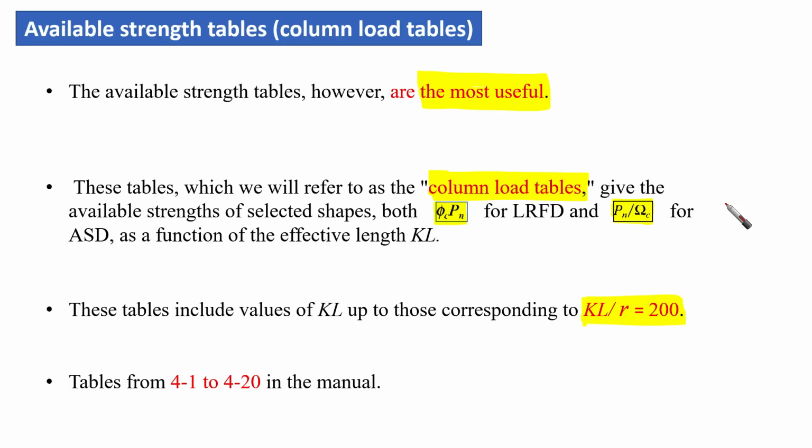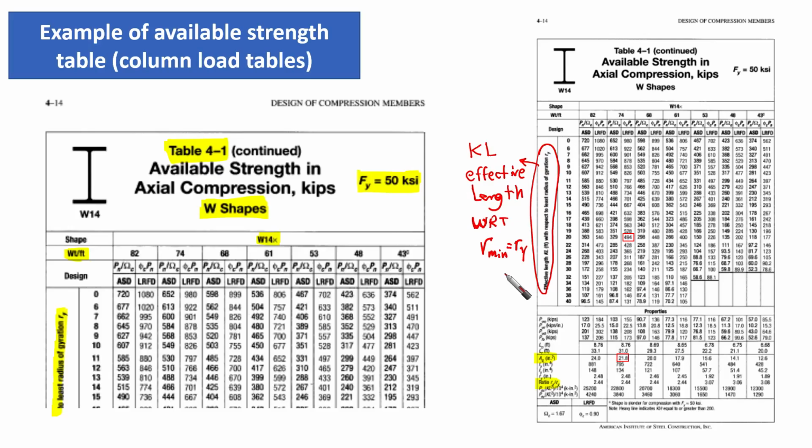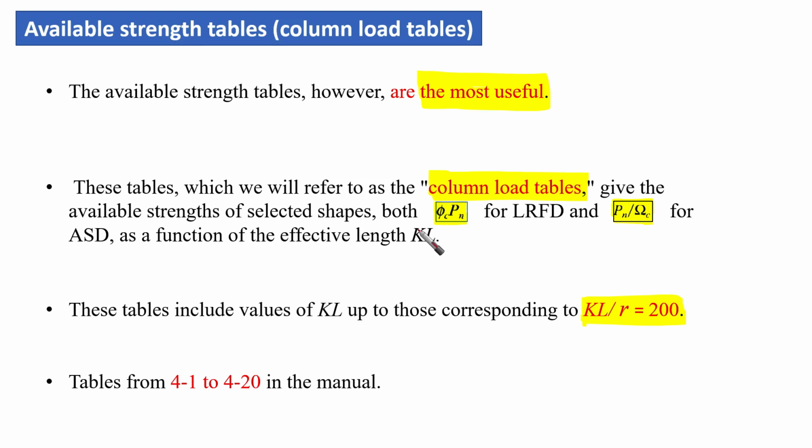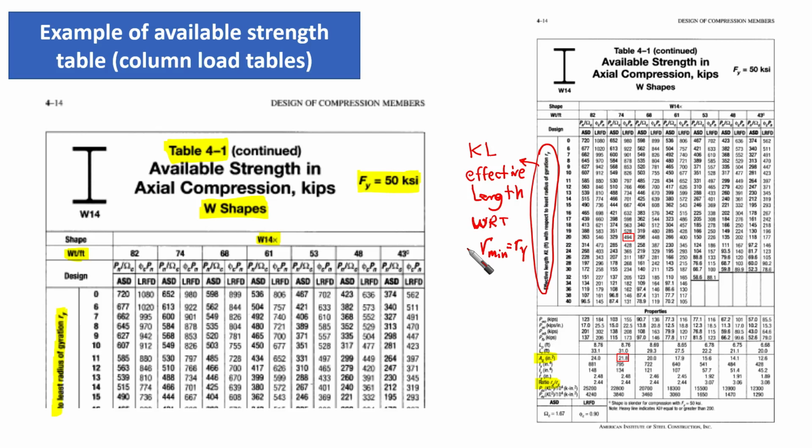Here we are dealing with the effective length. Yes, it is going to be related also to the minimum radius of gyration, but again, the table itself is going to be highlighted, or the title of the first column is going to be KL. So this is an example of the available strengths tables. We call them column load tables.